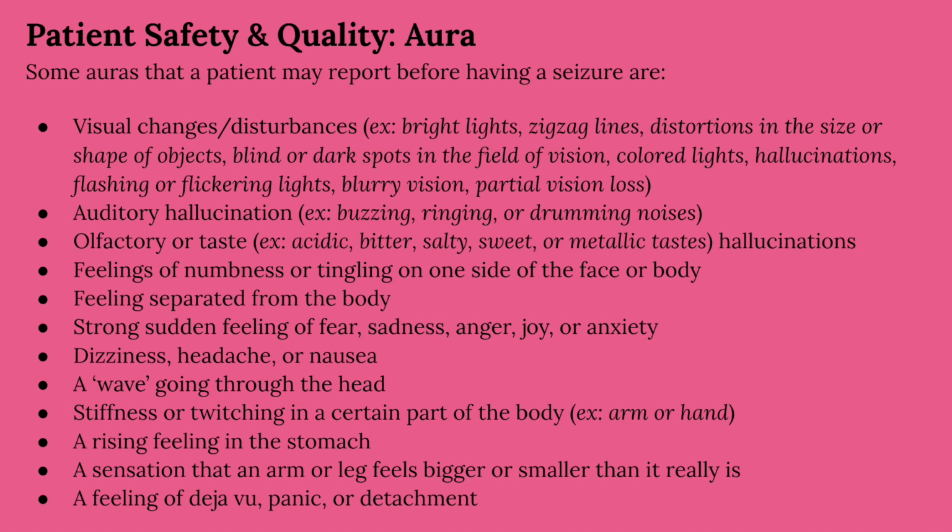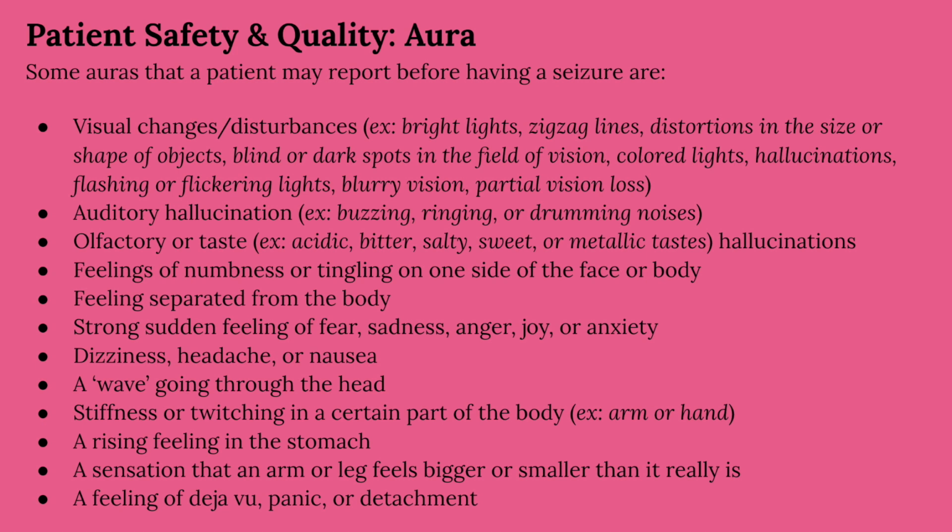Some auras that a patient may report before having a seizure are visual changes such as hallucinations or bright lights, just to name a few. Hearing voices or sounds that aren't there, such as buzzing, ringing, or drumming noises. Strange tastes or smells that aren't there. Numbness or tingling on one side of the face or body. Feeling separated from the body. A strong sudden feeling of fear, sadness, anger, joy, or anxiety.